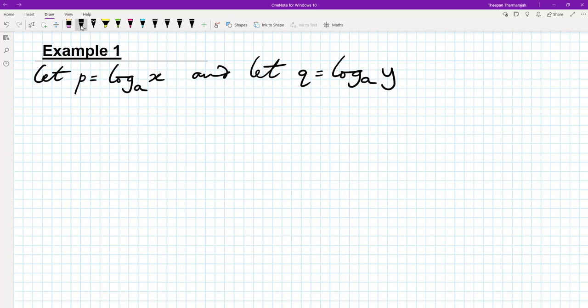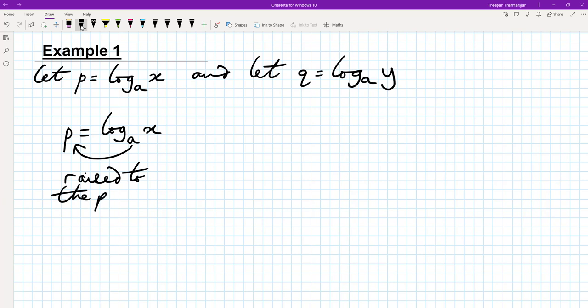So now, if we have P equals log base A of X, we want to write this in exponent form. So remember how to do this. We say A raised to the power of P equals X.